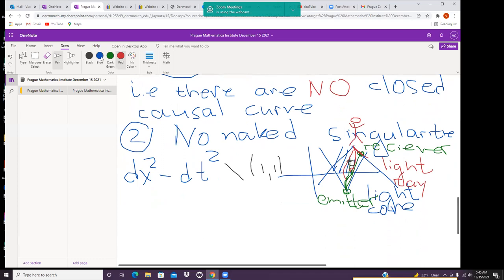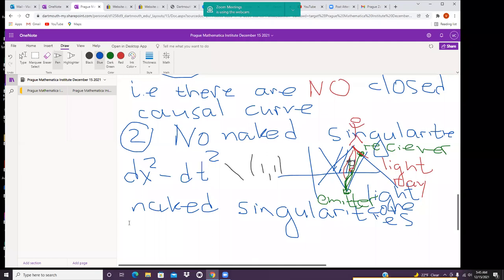Naked singularities were never observed yet, so hopefully never will. So these are the two assumptions that I would like to make: no naked singularities and no time travel. These do not seem to exist in our universe.